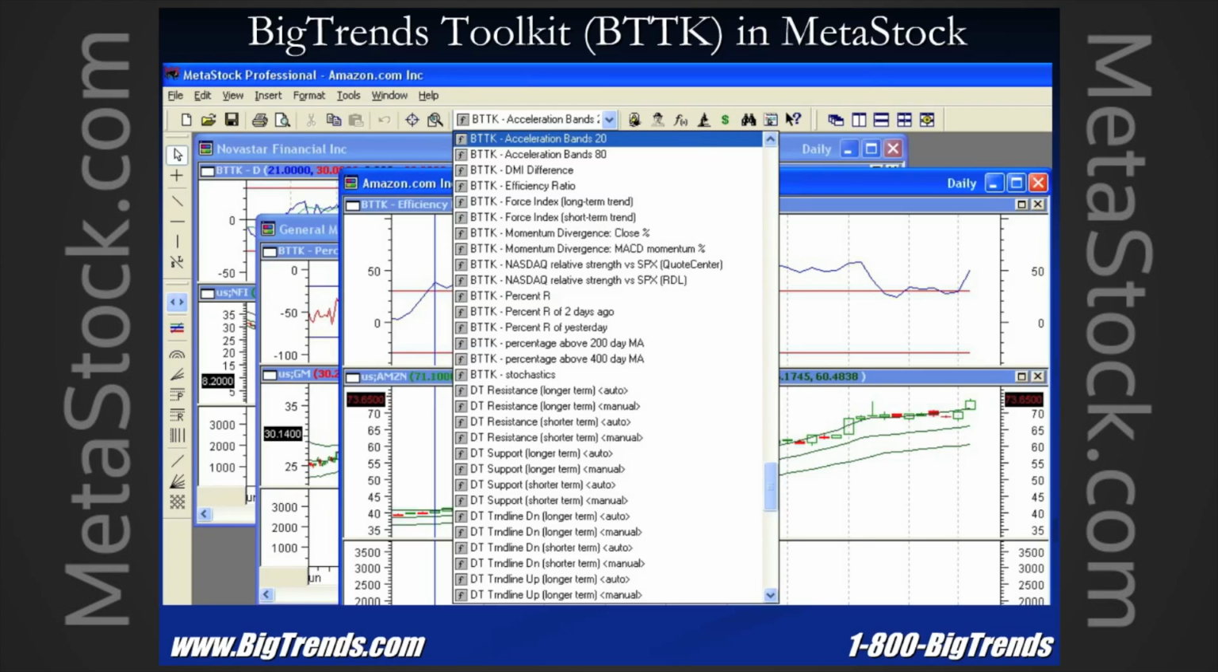And so you can see acceleration bands, the DMI difference, the efficiency ratio. These are things that I've developed over the years. I've been trading for about 22 years. And I've also got some things in here that you may have heard of from other trading gurus and experts like Alexander Elder with the Force Index.